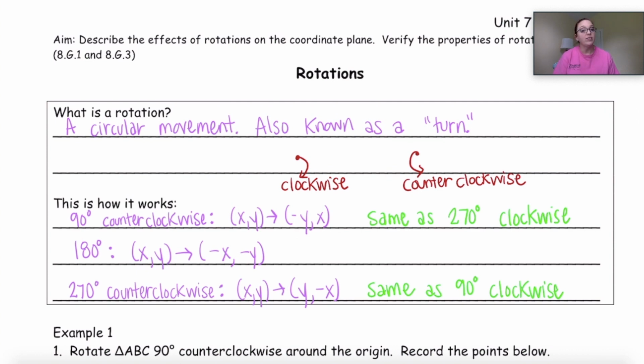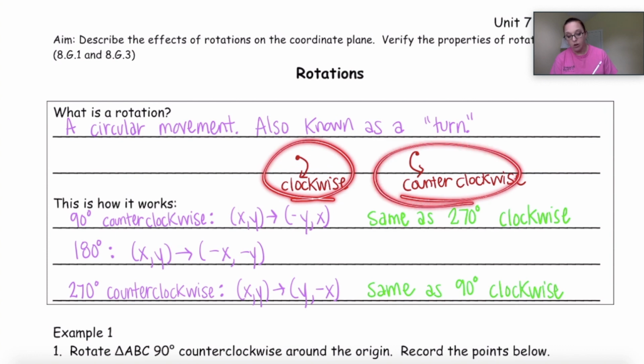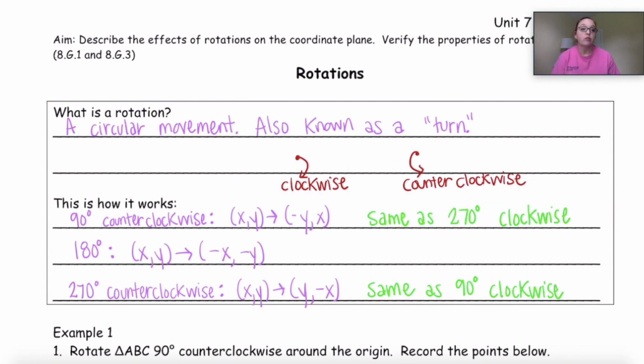Okay, now that you've got it copied down, first off, know that a rotation is defined as just a circular movement. We know this as a turn. There are two different directions we can rotate a figure, clockwise and counterclockwise. I have drawn in red examples of what clockwise and counterclockwise look like. Clockwise moves just like the clock moves, and counterclockwise is the opposite of that direction.